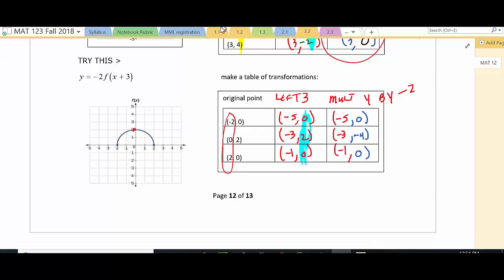So now, if you go through and plot this, you'd have -5, 0, -3, -4, -1, 0, and it's still a circle. It's a semicircle. It kind of looks like that, okay? So it kind of stretched and reflected. Everything got stretched because of the 2.